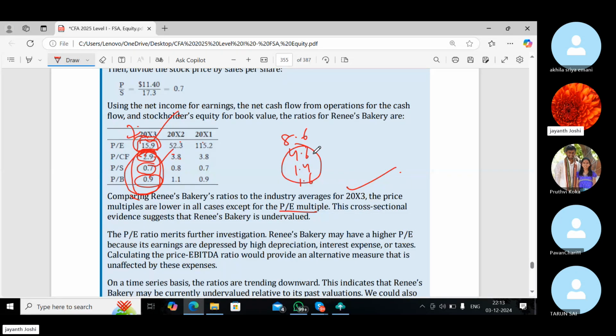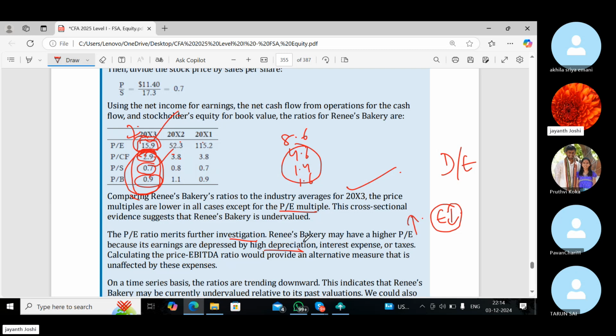So the PE ratio merits further investigation. Rini Bakery may have a higher PE ratio because its earnings are depressed by high depreciation. Okay, that is their expectation. See, price to earnings: if the earnings are less, what happens? If the denominator is less here, the ratio will be high, of course.